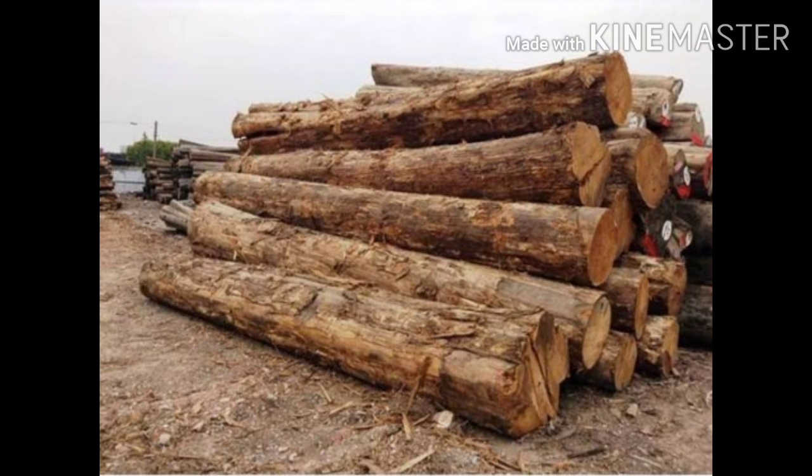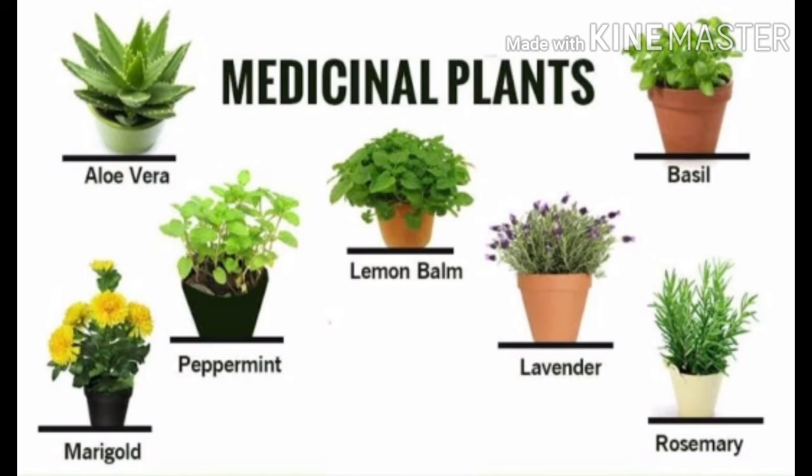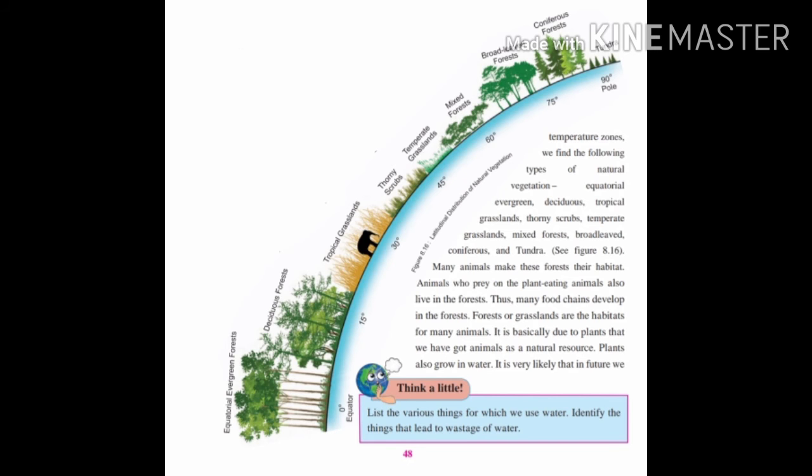We obtain products like wood, rubber, resin, fruits, medicinal plants, etc. from forest. If we consider the region from the equator to the poles as per the temperature zones, we find the following types of natural vegetation like equatorial evergreen, deciduous, tropical grasslands, thorny scrubs, temperate grasslands, mixed forest, broad-leaved, coniferous, and tundra. See figure 8.16.